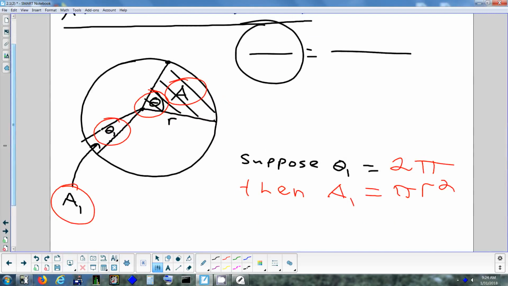Anyone? Yeah, Nathan? Area over theta equals theta 1 over a1. Okay, you weren't consistent though. You put area on the top on the left, so you've got to put area on the top on the right. So can you fix the right side for me?